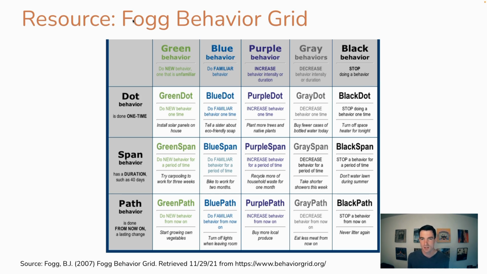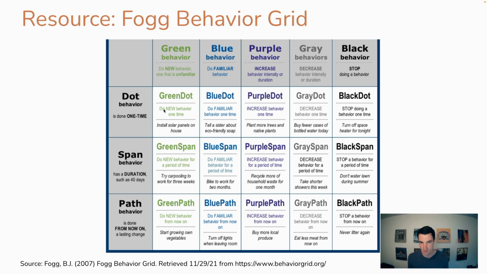So there are these different flavors of behavior change, from doing something new that's unfamiliar to doing something familiar more often, less often, etc. And then he also categorized this by, do we want a person to just do a behavior once? Do we want them to do it over a set duration, like, change my actions for a month? Or do we want somebody to create a new habit, a behavior that's done from now on, a lasting change? And there's sort of an intersection between all these things.